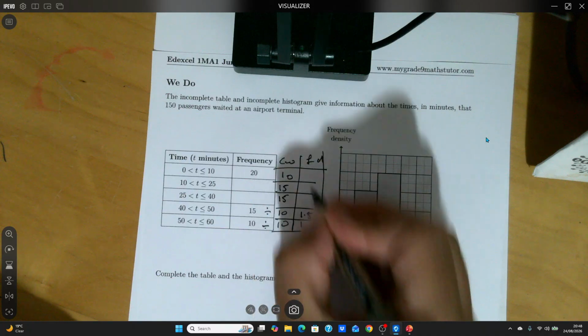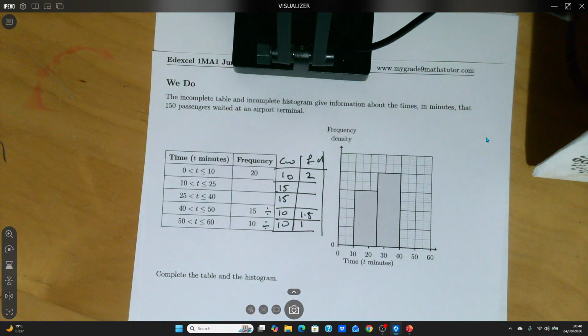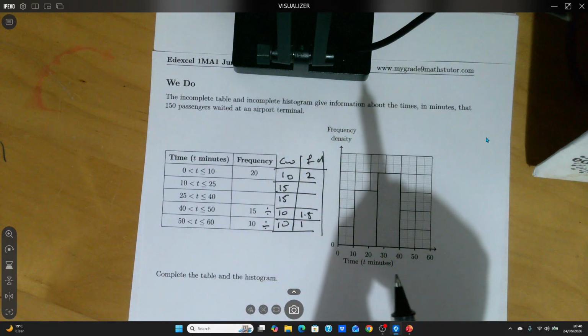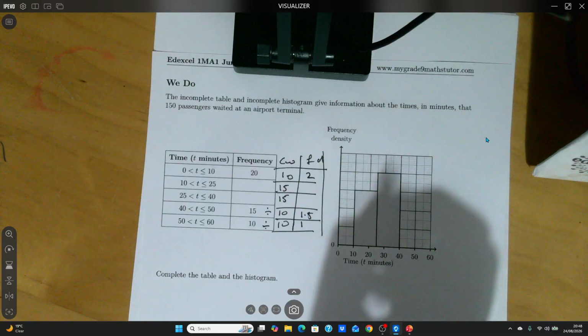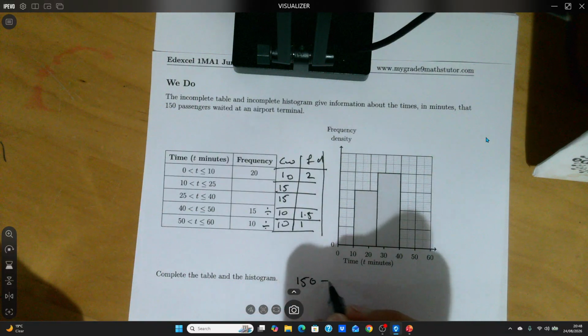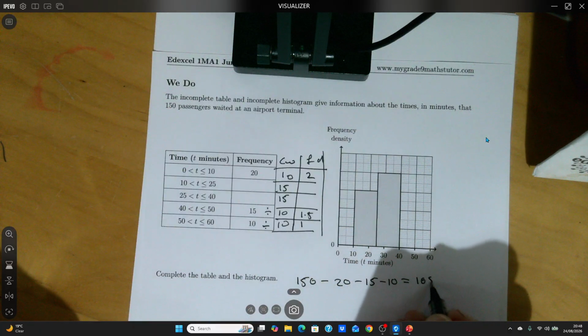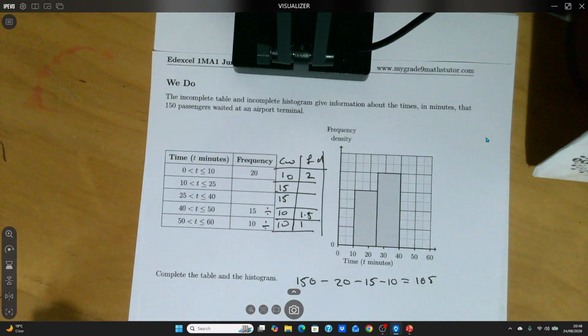1, 1.5, 2. Right, so how many are these two worth? So there are 150 people. Take away 20, take away 15, take away 10, which gives me 105. So I know that those two boxes are worth 105.